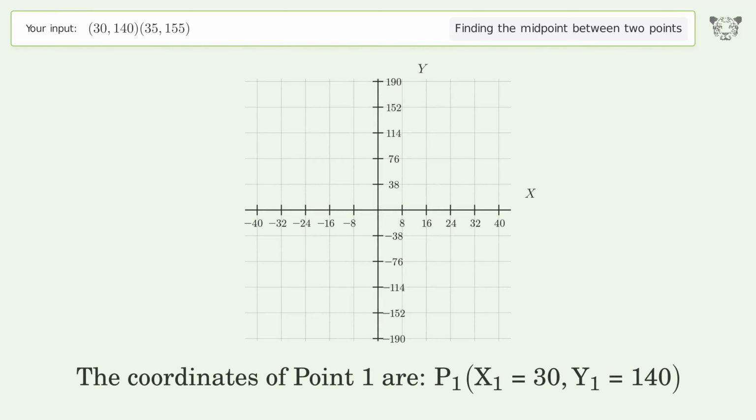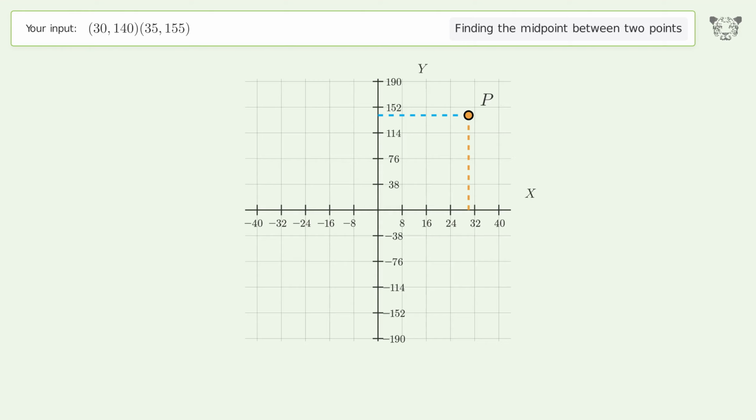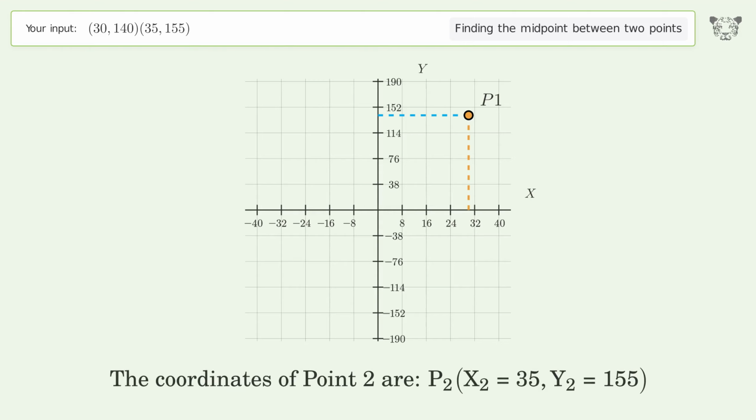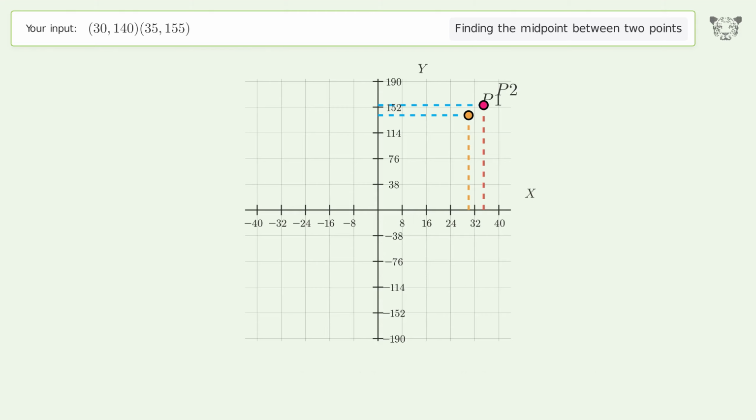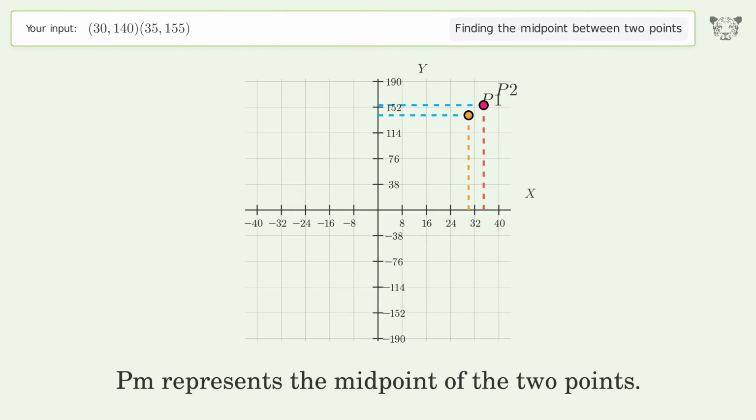The coordinates of point 1 are, x1 equals 30, y1 equals 140. The coordinates of point 2 are, x2 equals 35, y2 equals 155. PM represents the midpoint of the 2 points.